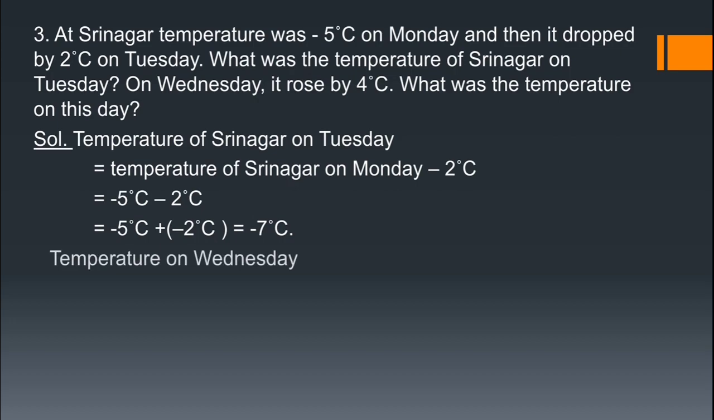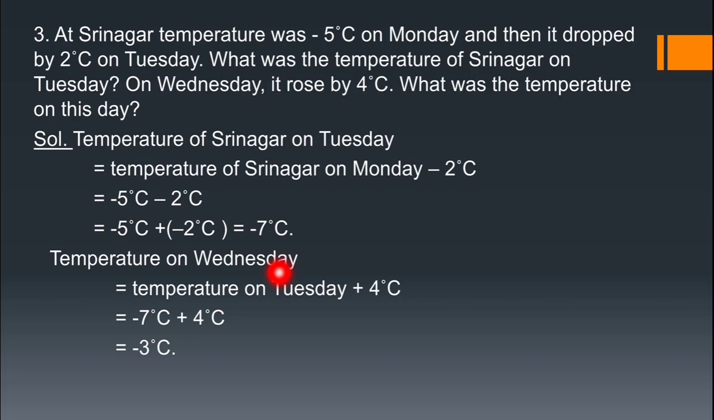Now what was the temperature of Srinagar on Wednesday? So the temperature on Wednesday can be written as the temperature on Tuesday plus 4 degrees centigrade, because the temperature rose by 4 degrees centigrade on Wednesday. So it will be equal to minus 7 degrees centigrade plus 4 degrees centigrade, because the temperature on Tuesday is minus 7 degrees centigrade as we have calculated here, plus 4 degrees centigrade because the temperature increased by 4 degrees centigrade.